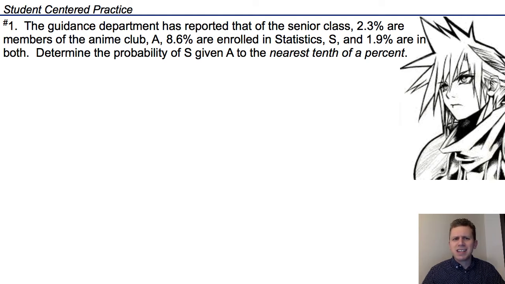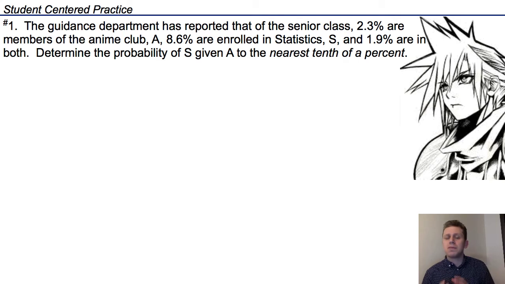This one here says the guidance department has reported that out of the senior class, 2.3% are members of the anime club, and we'll use that as A. 8.6% are enrolled in statistics, we'll label that S, and 1.9% of students are in both anime club and statistics. Determine the probability of S given A to the nearest tenth of a percent.